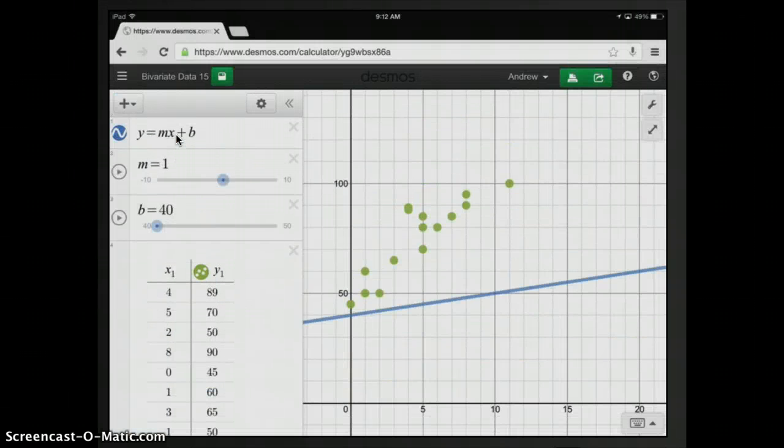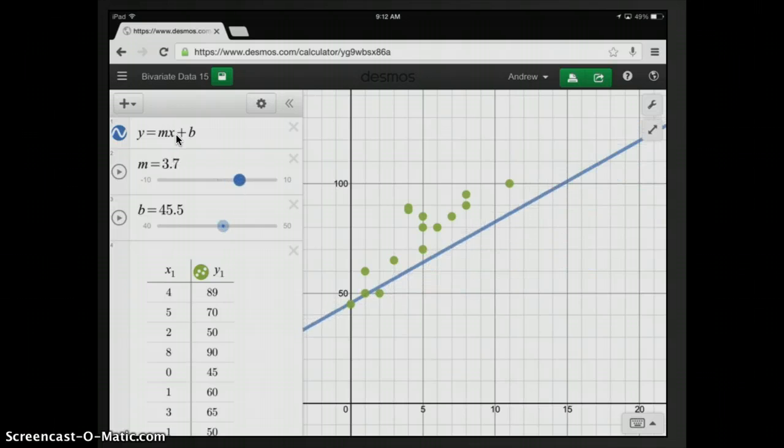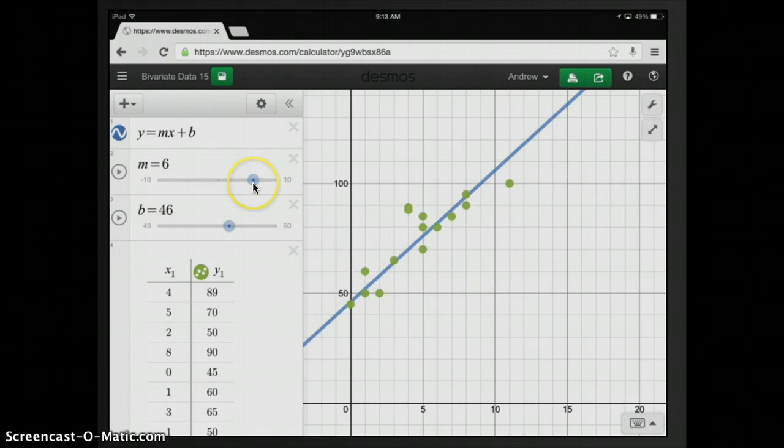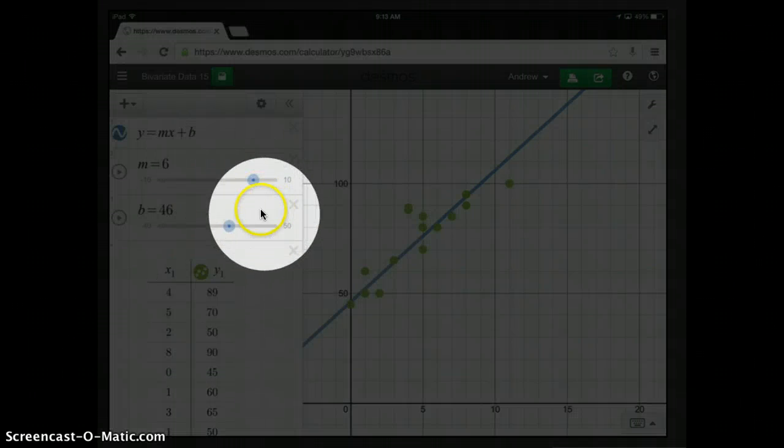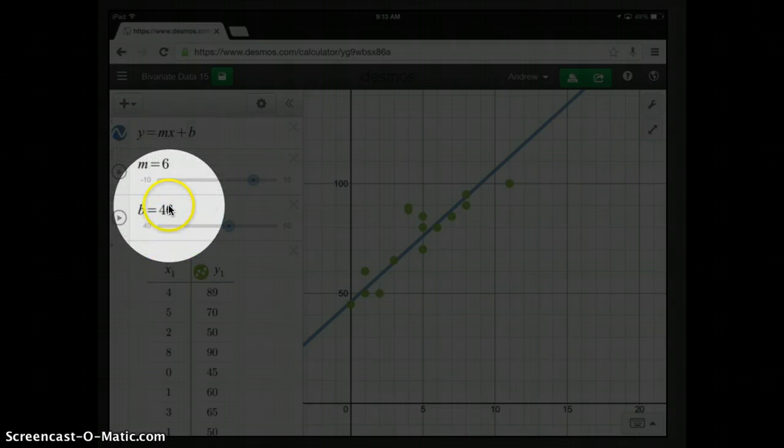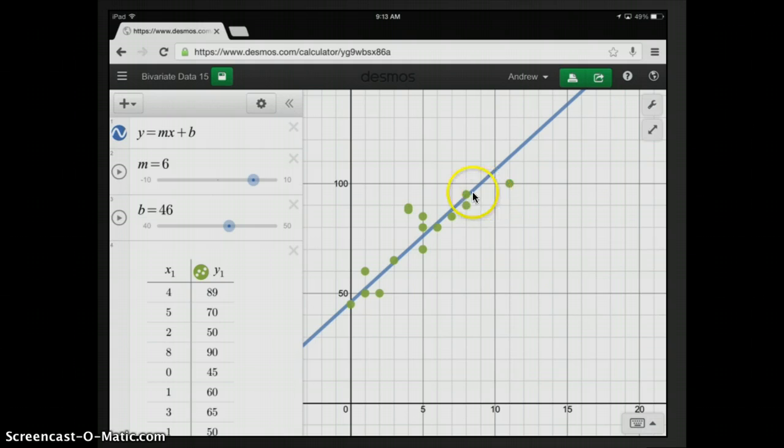Look at that, it moved my blue line up, and now I can work on my slider and get it closer to that, let's say that first green point, which I like. And now I can start working on the slider for the slope to get me where I need to go. So I move the sliders around here, and I notice that my slope is 6 and my y-intercept is 46. And if I look back at the data here, I don't know, I need to talk to my group and see if that's the line of best fit here.